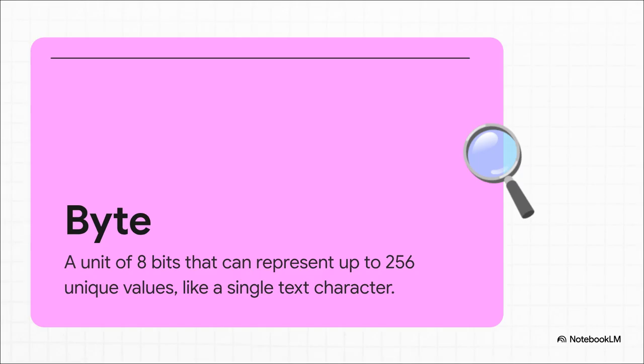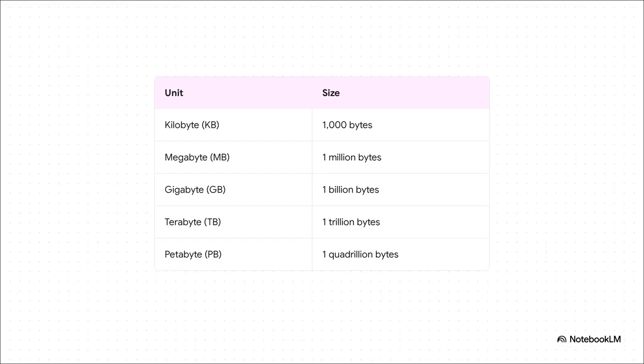But when we group exactly 8 bits together, we get a byte. Because it has 8 bits, a single byte can represent 256 possible unique values. This makes a byte the perfect basic building block for storing a specific character. For example, in the ASCII encoding scheme, the capital letter A is stored as one single byte. Specifically, it's the binary sequence 01000001.